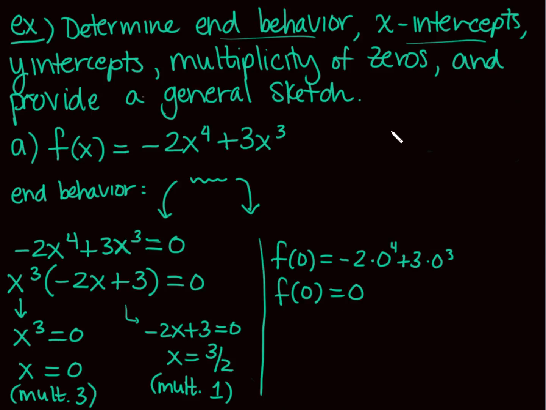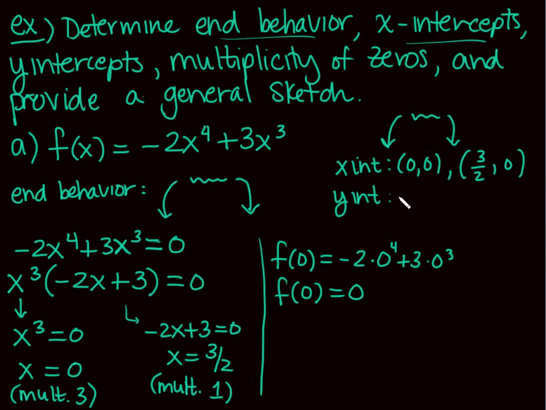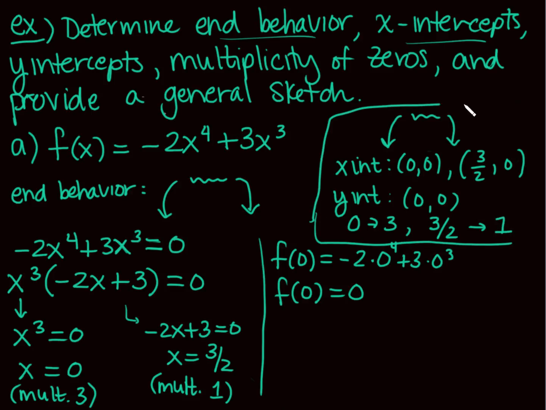Okay, so here's what I know. End behavior is going to look like this. My x-intercepts are going to be 0, 0. Remember, x-intercepts are actual points, and 3 halves, 0. My y-intercept in this case is also 0, 0. And then my multiplicity of the zeros: if I look at 0, that has multiplicity 3, and if I look at 3 halves, that has multiplicity 1. So there are all the things that I want you to tell me about this graph. And then it says provide a general sketch.